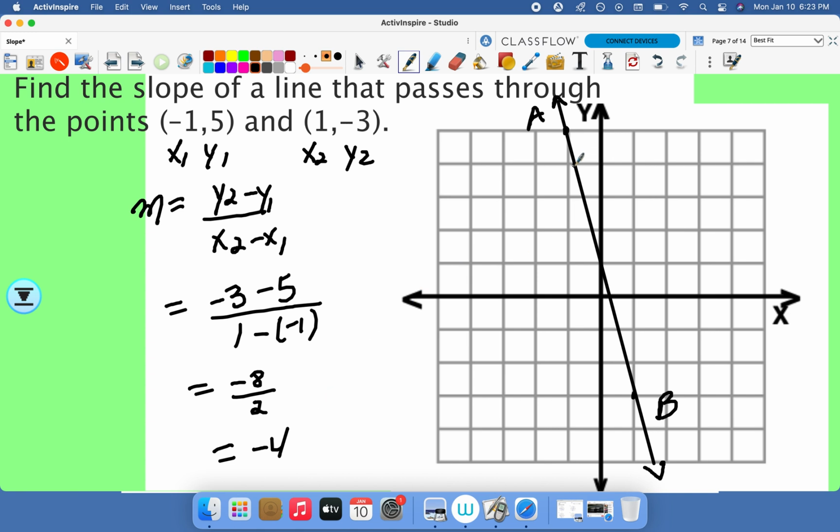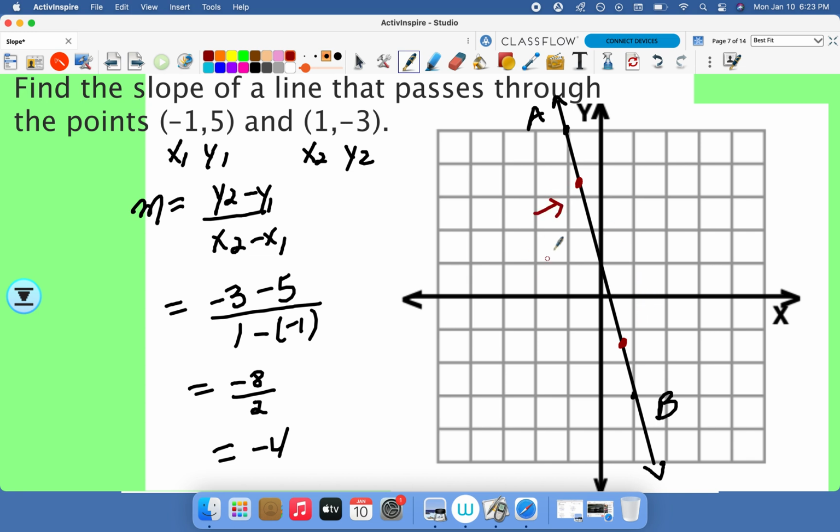And any 2 points that you pick, any 2 points. We picked these 2 points because they are exact values that I can measure, right? This is exactly -1 and 5 over here, and this is exactly 1 over and 3 down. As opposed to, let me put it in a different color, this point right here, that point right here, and that point right here, I would get the same value, -4.